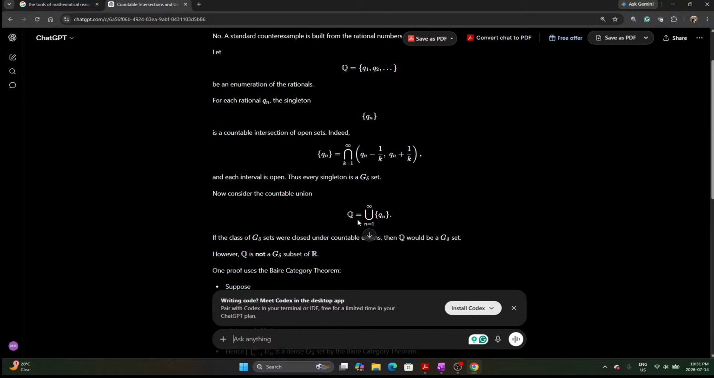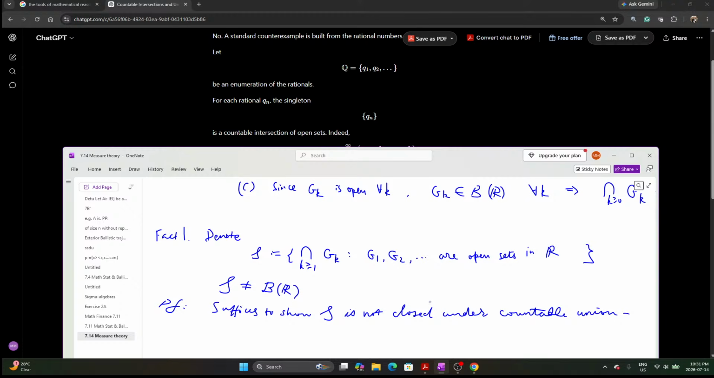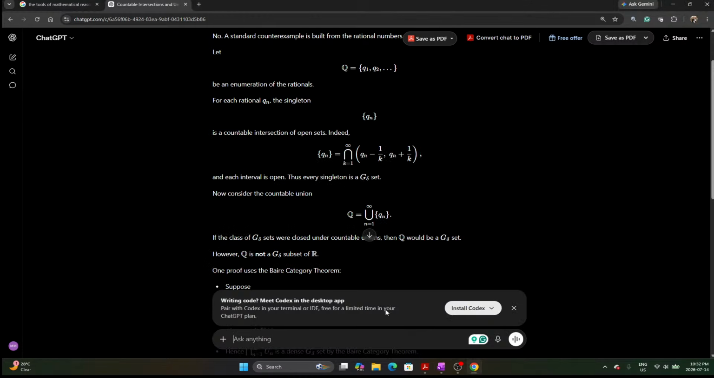What do we want here? It is not closed under countable union. Basically, we want to show that Q is not a countable intersection of open sets. Right? So how do we show Q is not a countable intersection? Some sort of contradiction, perhaps?